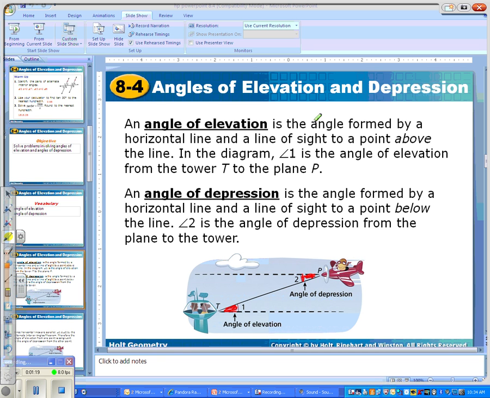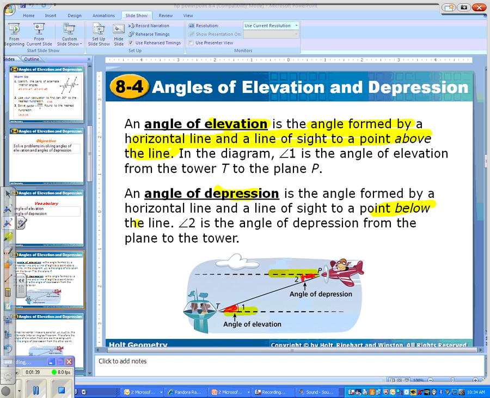So the definition is written right here. The angle formed by a horizontal line and a line of sight to a point above the line. So you're looking up. That's elevation. Depression, you're looking down. It's below the horizontal line. So this one's above the horizontal line, this one's below the horizontal line. That's how you can tell.